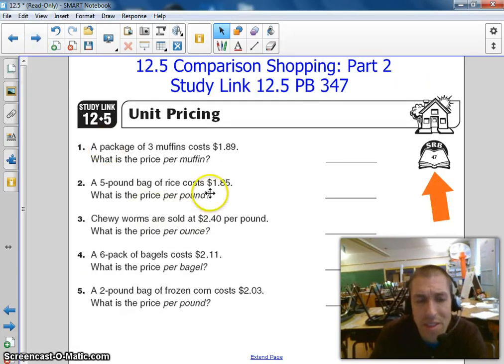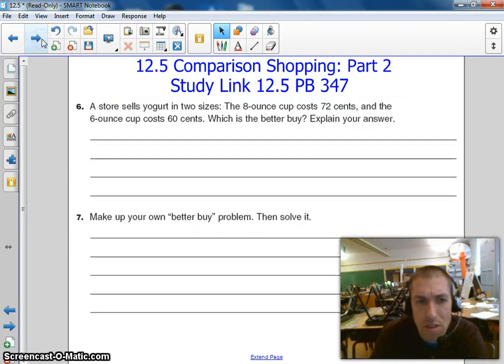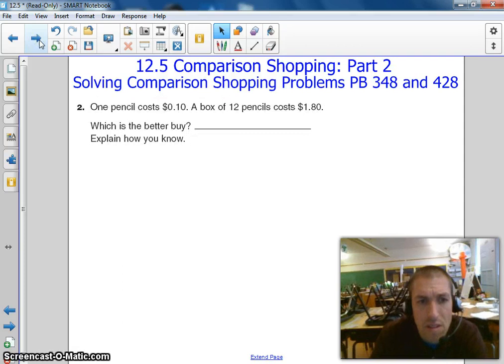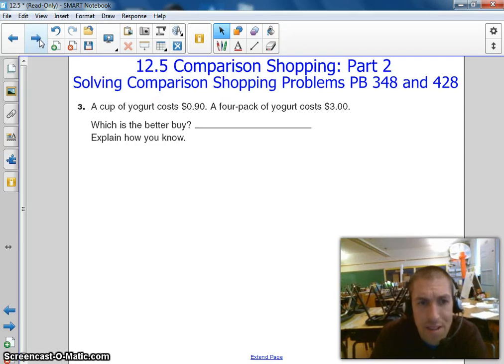Okay. Do some of these for me. These would be ones that I hope you know for unit pricing. Pause and figure those out. Okay. Here's another good example of which one of these is the better buy. Can you figure that out? Is that an easy one for you? Can you make up your own better buy problem? Here's another example. Pause if you want to practice.